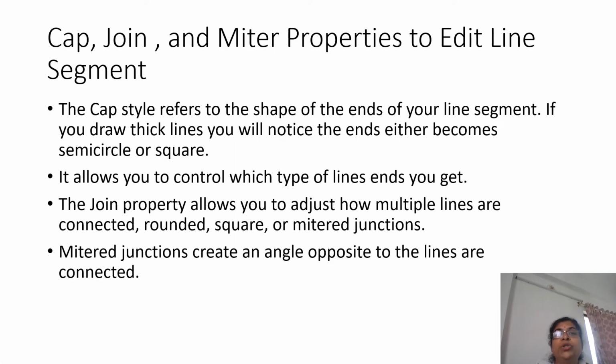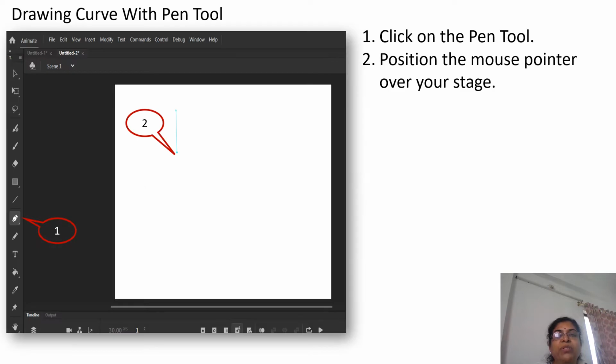Now cap, join and miter properties to edit the line segment. The cap style refers to the shape of the end of your line segment. If you draw a thick line, you will notice the end either becomes semicircle or square. It allows you to control which type of line ends you get. The join property allows you to adjust how multiple lines are connected: rounded, square or mitered junctions. Mitered junctions create an angle opposite to where the lines are connected. Whenever we draw it, we'll come to this miter.